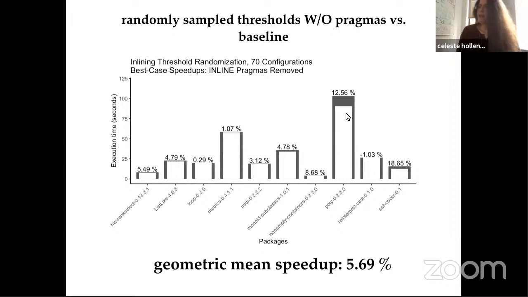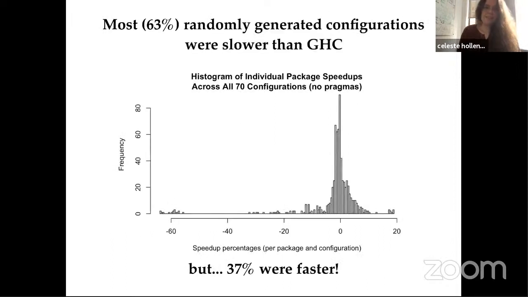Okay, so if we look at this data set particularly, I did a histogram of all of the projects' individual speedups together, because with this data set, we can better see what the effects of randomization of GHC is without the pragma coercion. So it turns out that about 63% of these configurations were slower than GHC. There were a few of them that were just horrifically bad, like 60% worse. But about 37% of them were faster.